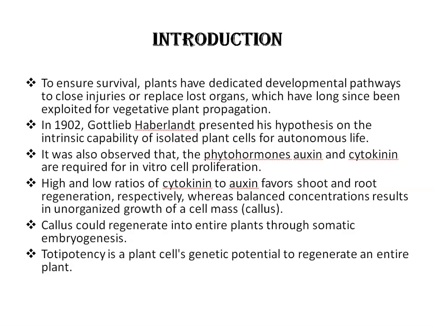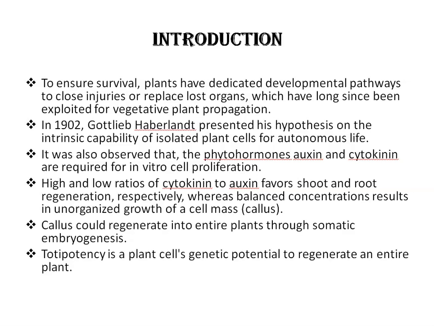The start of in vitro plant cell and tissue culture research is dated to 1902, when Gottlieb Haberlandt presented his hypothesis on the intrinsic capability of isolated plant cells for autonomous life. It was also observed that the phytohormones auxin and cytokinins are required for in vitro cell proliferation. A high cytokinin to auxin ratio promotes shoot growth, a low ratio promotes root growth, and equal amounts produce unorganized cell masses, that is callus. So callus is a mass of proliferating cells.